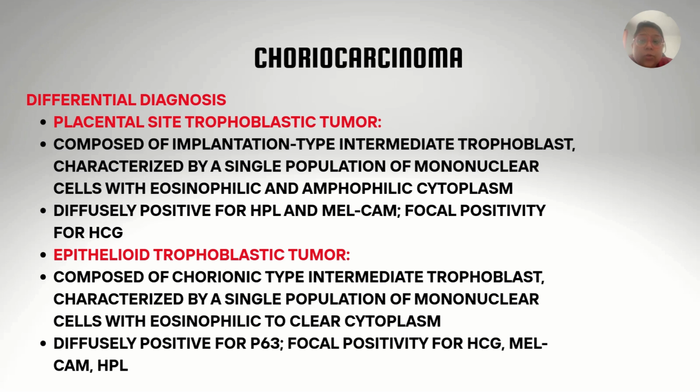Epithelioid trophoblastic tumor is composed of chorionic type intermediate trophoblast and is characterized by a single population of mononuclear cells with eosinophilic to clear cytoplasm. In contrast, choriocarcinoma is comprised of three types of cells, and there is diffuse positivity for p63 in epithelioid trophoblastic tumor, and focal positivity for HCG and MELCAM and HPL.